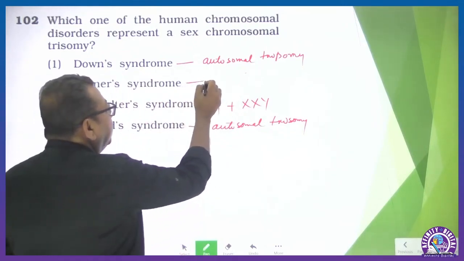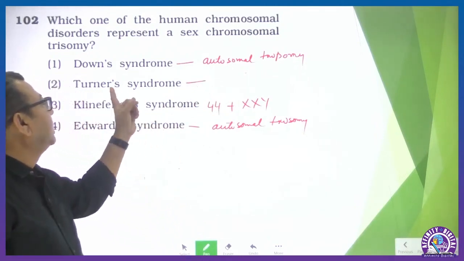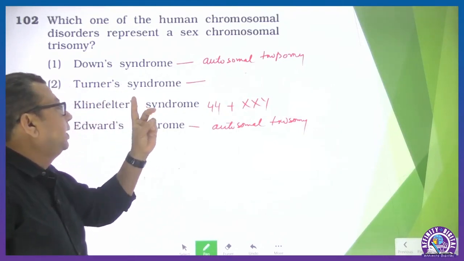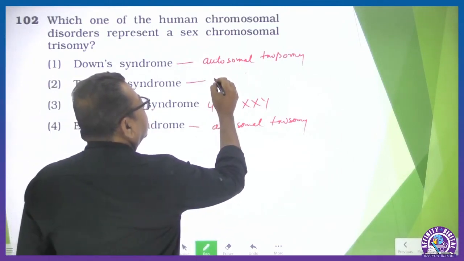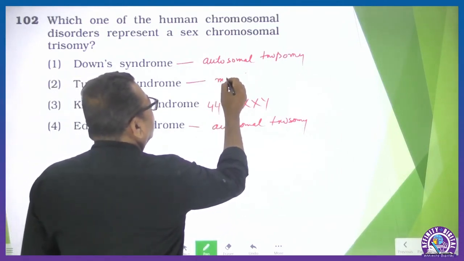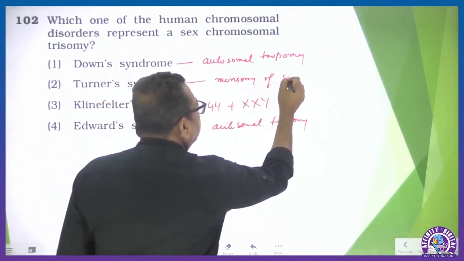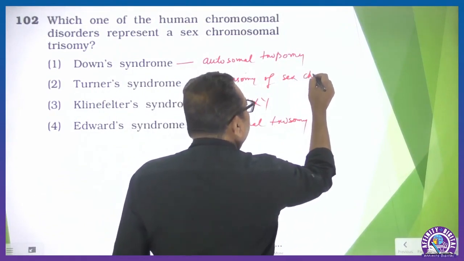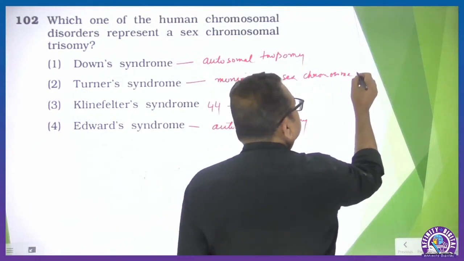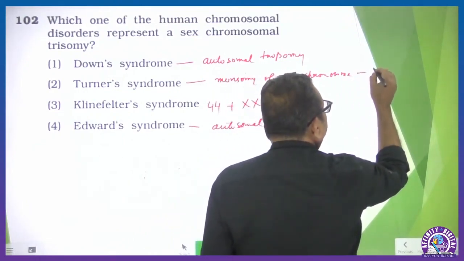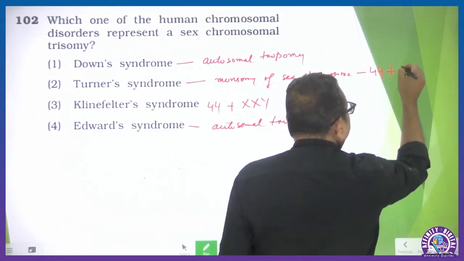And Turner syndrome mein, normal humans mein, X to do X chromosome hota hai, lekin people with Turner syndrome mein ek X chromosome hai. Isliye it is a type of monosomy. Monosomy of sex chromosome. And people with Turner's syndrome have a total of 45 chromosomes, that means 44 autosomes plus 1 X chromosome.